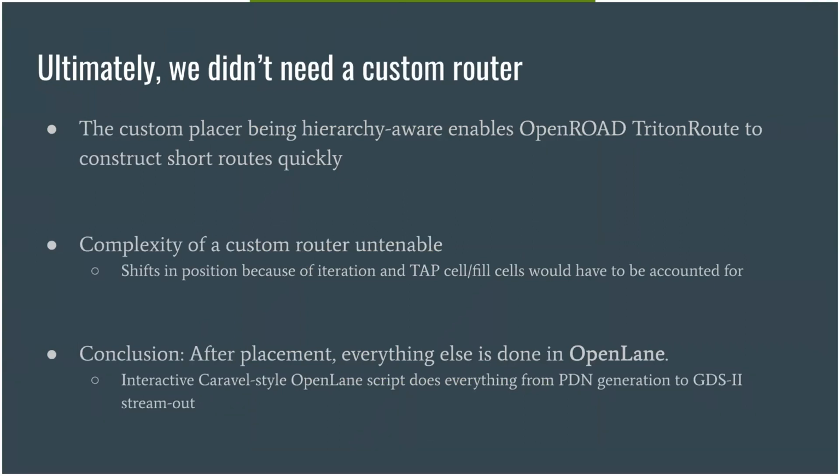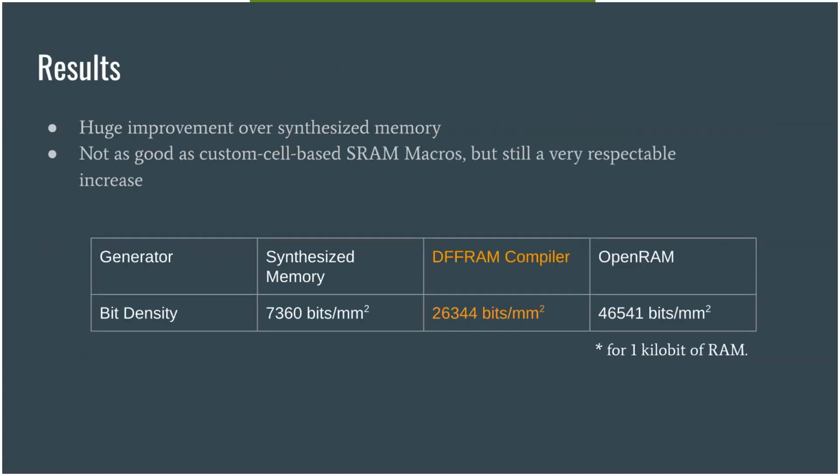So really, after placement, we just pass the rest of the design through OpenLane. Like Caravel has an interactive script that does everything, we constructed a similar one for DFFRAM that takes everything from PDN generation to GDS2 stream out and just does it through OpenLane. So DFFRAM handles placement and OpenLane handles the rest. And the results are actually significantly better.